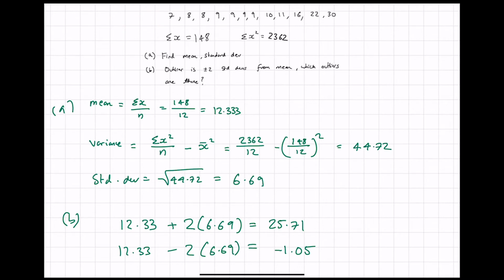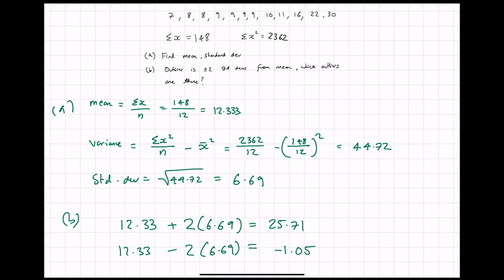But as you can see, this value of 30 is more than 25.71. So all of these values are fine. But then since our upper bound is 25.71, anything more than that is bad. So you can see here that 30 is more than that. So 30 is considered to be an outlier. And that's pretty much all there is to it.